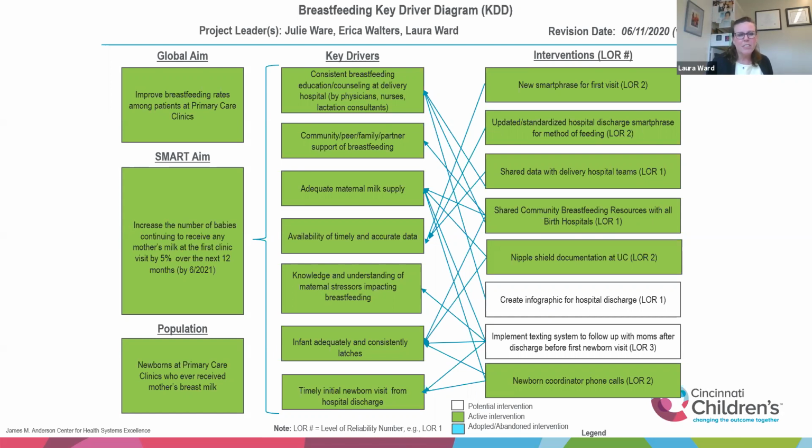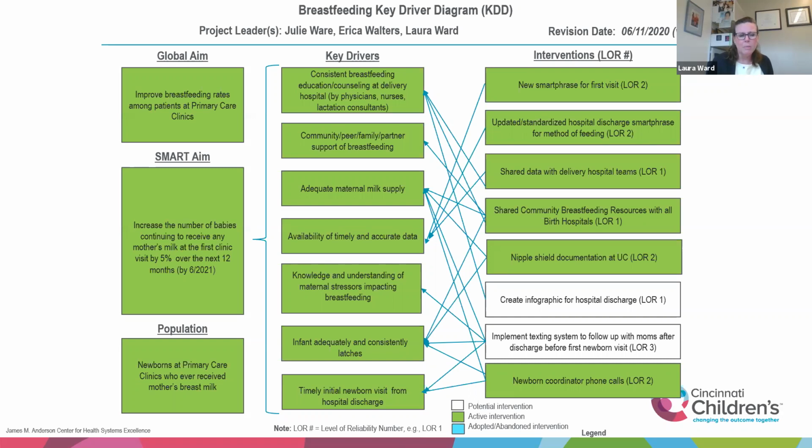Now let me turn your attention to the left-hand column where we have our aim statements. We have a global aim and a SMART aim. Our global aim is our overall big picture outcome. So in our case, our global aim is to improve breastfeeding rates in patients at the pediatric primary care clinic at Cincinnati Children's. Our specific aim, also known as our SMART aim, is an acronym for specific, measurable, actionable, relevant, and time-bound. So in our project, our SMART aim is to increase the number of babies continuing to receive breast milk at the first visit to the clinic by 5% within the next 12 months, so by June of 2021.